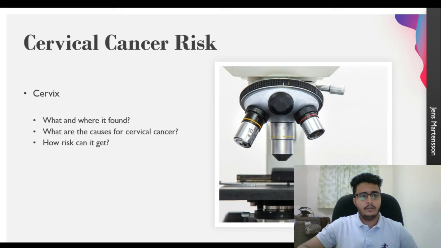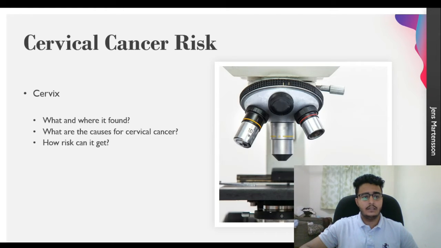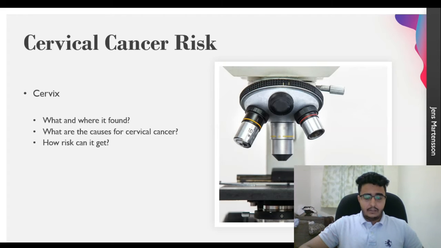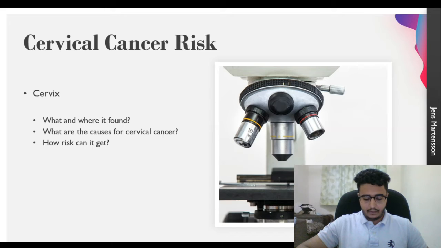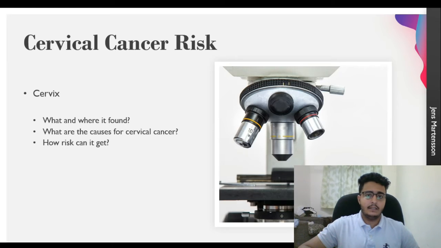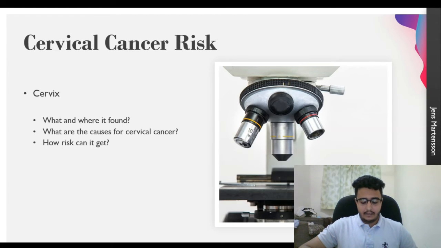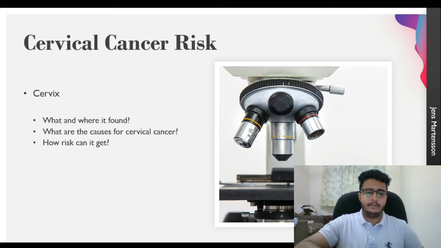Now let's talk about the cervical cancer risk. First, what it is and where it is found. The cervix is located in the lower part of the female uterus, inside the female reproductive system. The part is usually 2 cm and can get up to 3 cm, and it is cylindrical in shape.